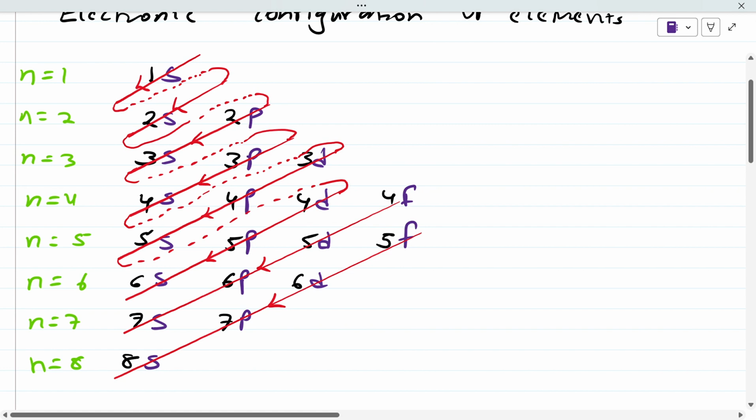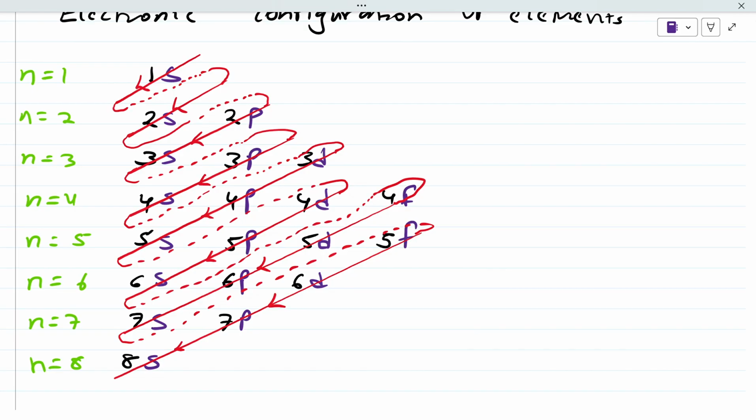4D, like that, then 5P, then 6S, immediately that is full. Again we move and fill this first, and the pattern repeats itself. The pattern repeats itself until you reach this level.